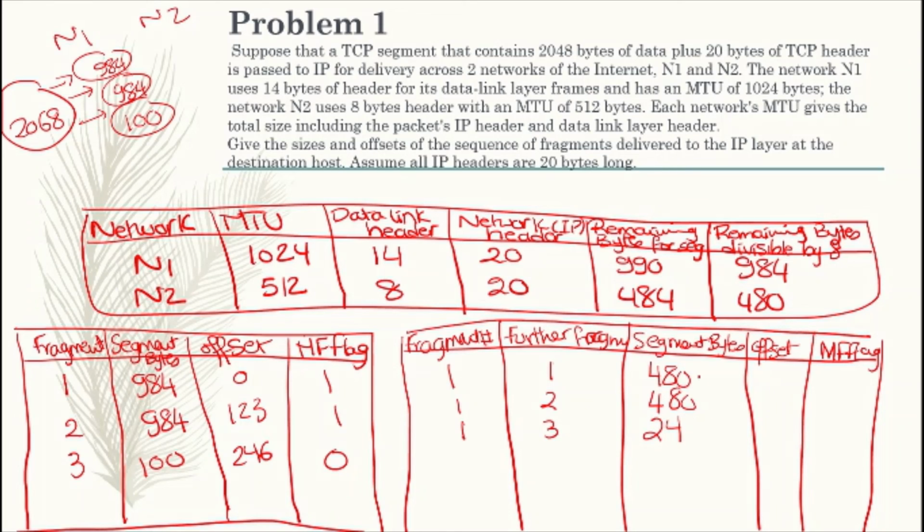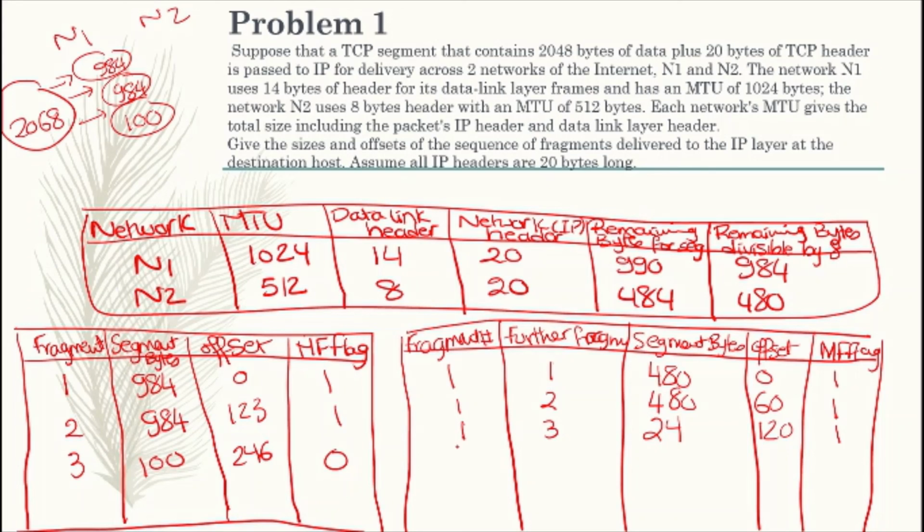How can we get the offset? The offset for the first one should be 0. For the second one, it should be all the bytes which were already sent, which are 480, divided by 8. So 480 divided by 8 gives an offset of 60. Then the offset of the third fragment, further fragmented from fragment 1, we get by adding 480 plus 480 divided by 8, which gives a 120 offset. Here, the more fragments flag in the first, second, and third fragments will be 1, as we have more fragments to send.